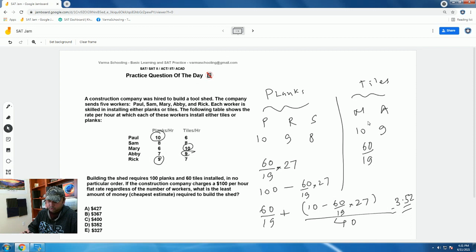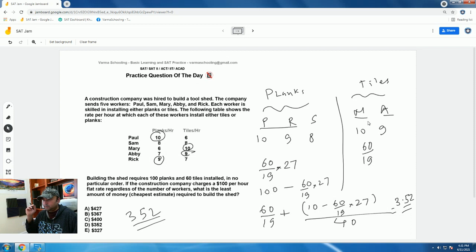Now we just have to make sure that if I put Sam to work on tiles instead, will that be a worse rate or not? So follow the same example, you will find that it would be a worse rate. So all we would really do is make sure that our best workers, Paul and Rick and Mary and Abby, are working on the tasks they are good at. And that's the way we can minimize the time needed. So 3.52 at a rate of $100 per hour, $352. So that's the answer. That's how you approach an optimization question for worker job time.